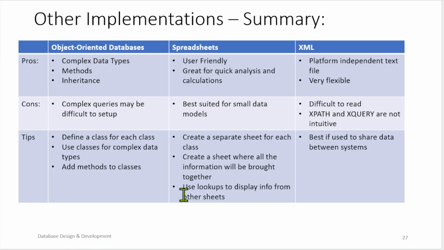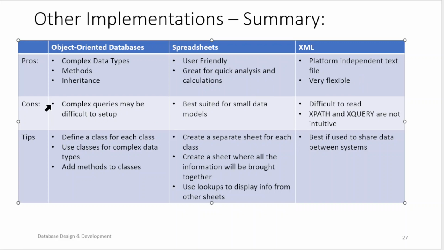So these are really three ideas, and there's a lot more. For my next class, I'm going to add JSON here, because JSON is another version. It's more of an advanced type of version of XML. It does a really good job of tagging information. But just looking at these, we've got object-oriented databases, spreadsheets, and XML. The pros of object-oriented are very complex data types, methods, and inheritance. Spreadsheets are user-friendly, great for quick analysis and calculations. XML is about the most flexible thing you can do, and it doesn't matter what platform you go to. It's just a text file. So it doesn't matter if you're using Mac, Linux, or Windows. You can pass it around.